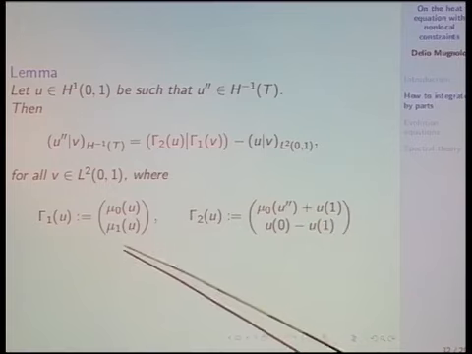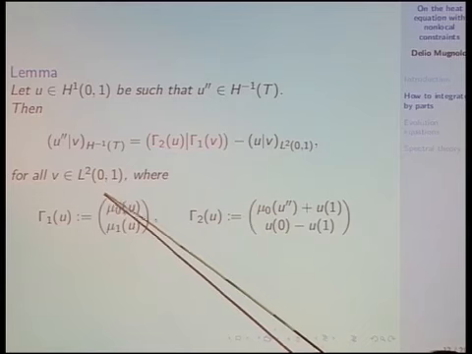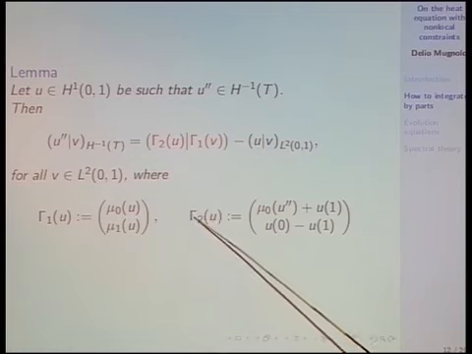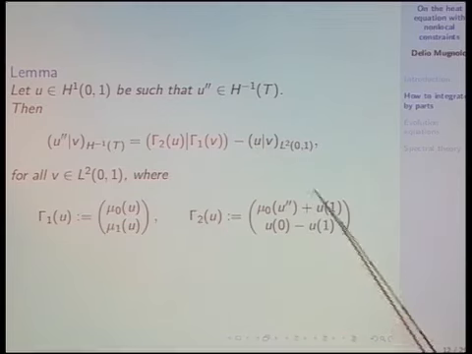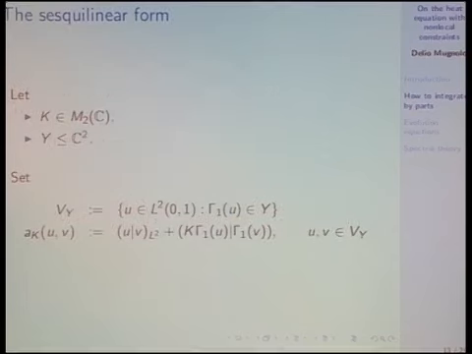And you should also observe that gamma 1 is defined on the whole space L2, because mu0 and mu1 are, but gamma 2 is not. So you cannot define this object in L2. So you want to go up to some higher Sobolev spaces. Okay, now you can just apply the classical theory.